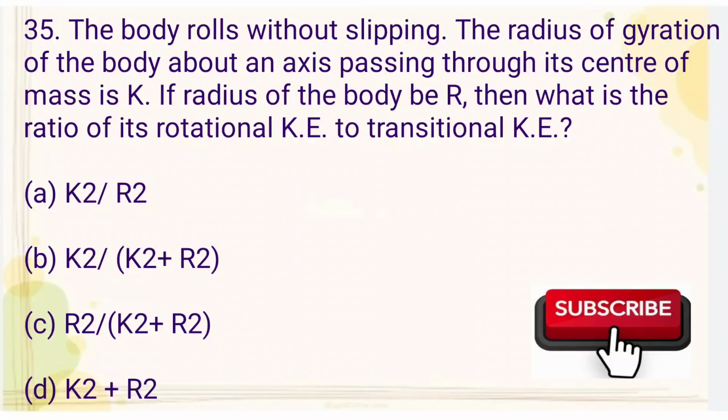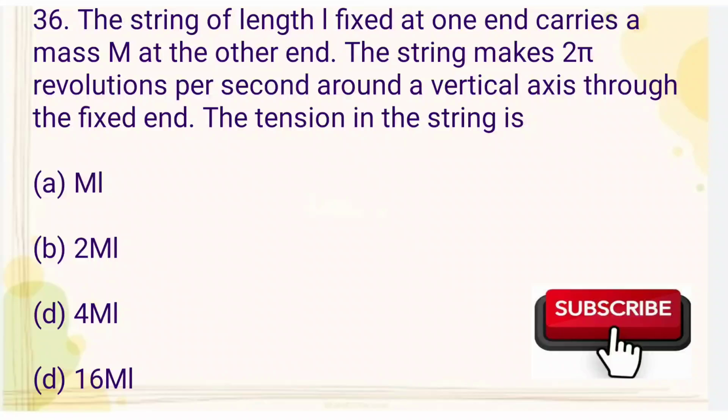The body rolls without slipping. The radius of gyration of the body about an axis passing through its center of mass is K. The radius of the body is R. Then what is the ratio of its rotational kinetic energy to translational kinetic energy? Option A is the correct option.